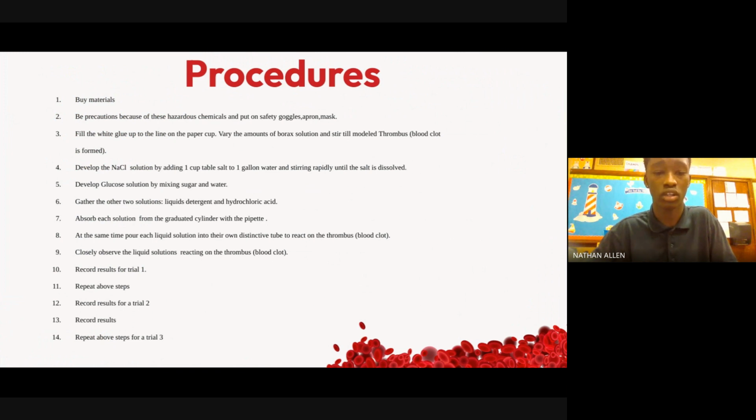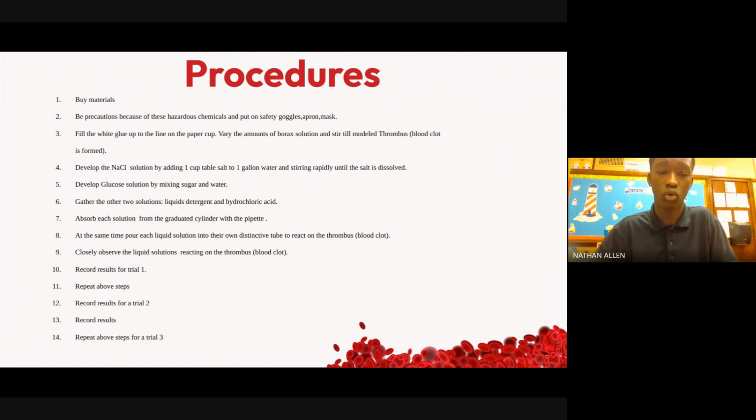Step 5, develop glucose solution by mixing sugar and water. Step 6, gather the other 2 solutions, liquid detergent and hydrochloric acid. Step 7, absorb each solution from the graduated cylinder with a pipette. Step 8, at the same time, efficiently pour each liquid solution into its own distinct tube to react on the thrombus or blood clot. Step 9, closely observe the liquid solutions reacting on the thrombus or blood clot.